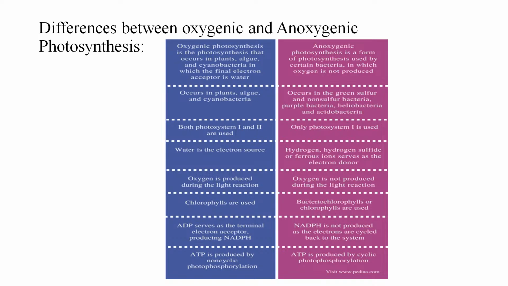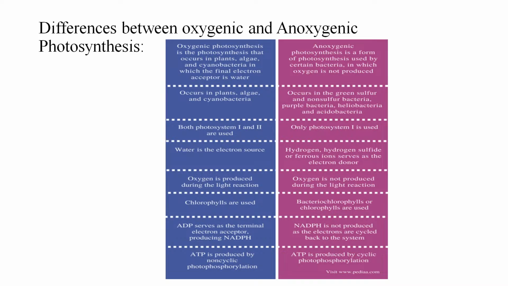Water is the sole electron source in oxygenic photosynthesis; the water molecule splits and supplies electrons to photosystem 2 and then through PS1, whereas in anoxygenic photosynthesis, no water is utilized. Hydrogen, hydrogen sulfide or ferrous ions serve as the electron donors for the anoxygenic system. Oxygen is produced during the light reaction in oxygenic photosynthesis, whereas in anoxygenic photosynthesis, oxygen is not produced. Chlorophylls a, b, and d are used in oxygenic photosynthesis, but in anoxygenic photosynthesis, only one kind of chlorophyll, sometimes bacterial chlorophyll, is used.